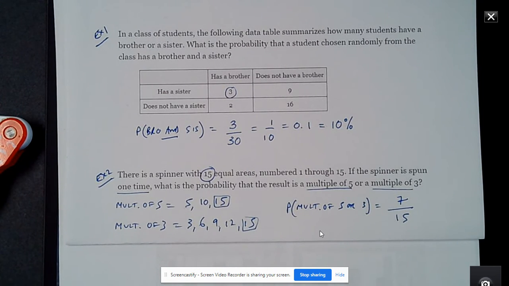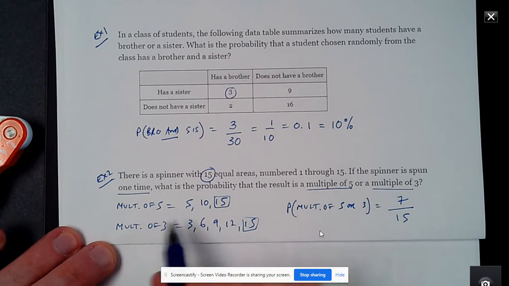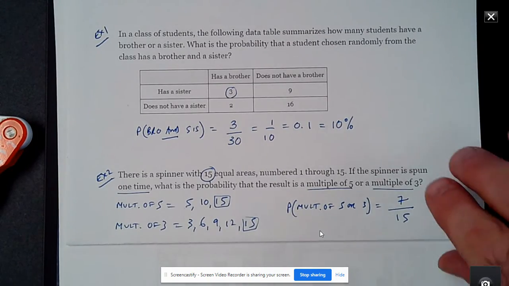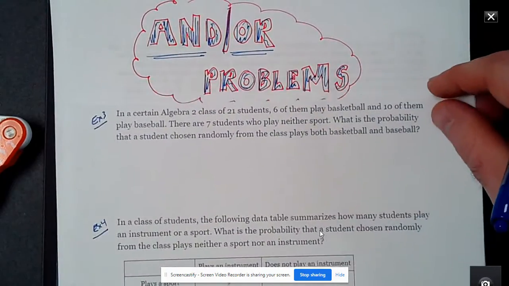So just be thinking as you're going through these problems, if it includes the word or, am I going to count my answers twice? Putting a list down or making a table is often a good way of eliminating that possibility. All right, let's have a look at a couple more examples.